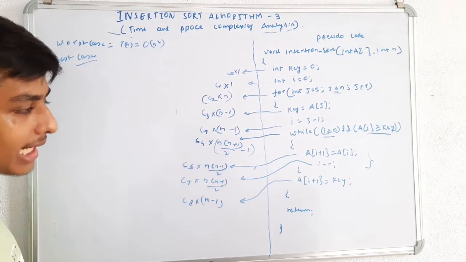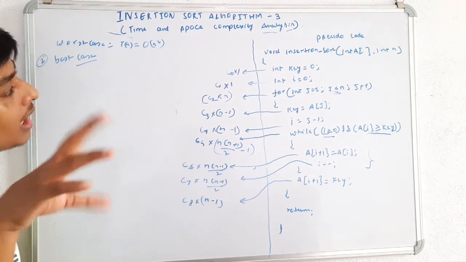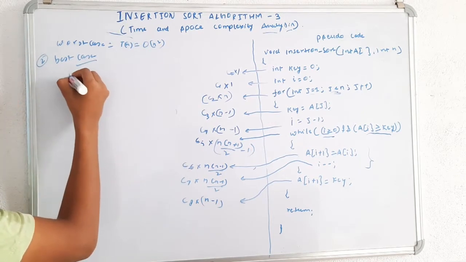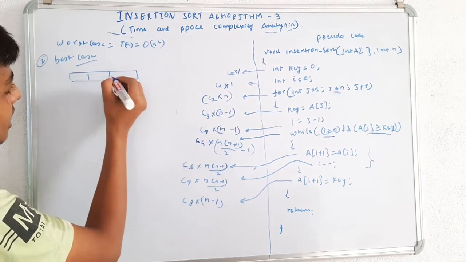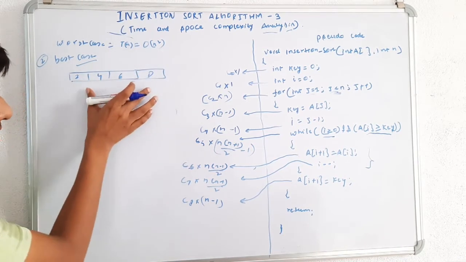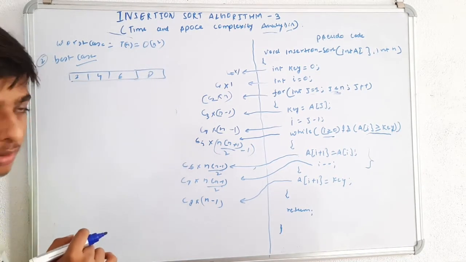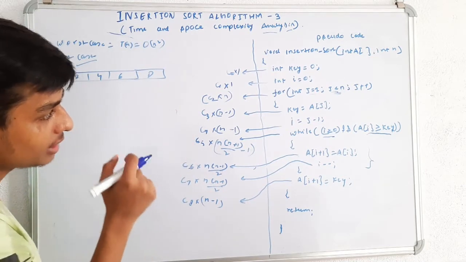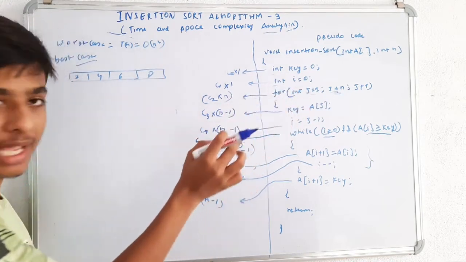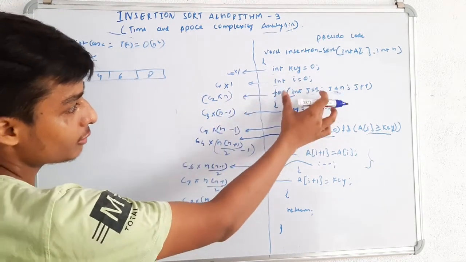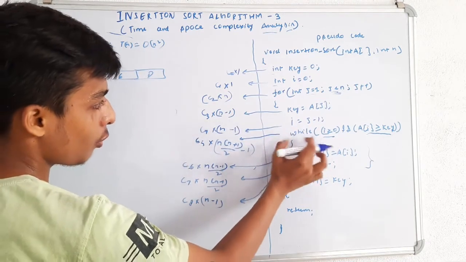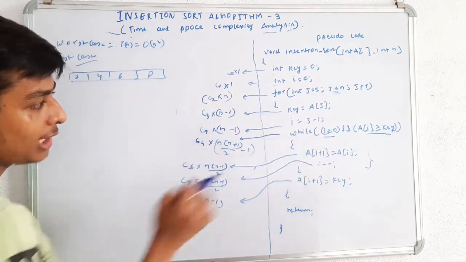Okay, so in the case of best case, now let's see what will be the changing. Best case means your array is already sorted in ascending order, like 2, 4, 6 and 8. So this is the best case for this insertion sort algorithm. In the best case, these two statements will be executed as usual. This for loop will also be executed as usual. Now if you see this while loop here, it will be changed here only.